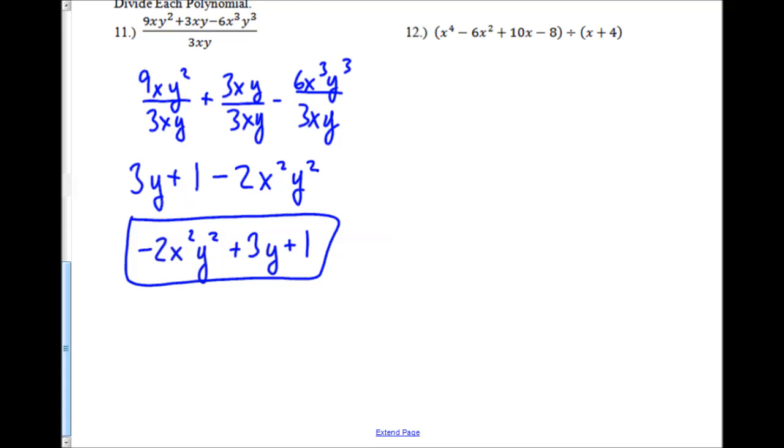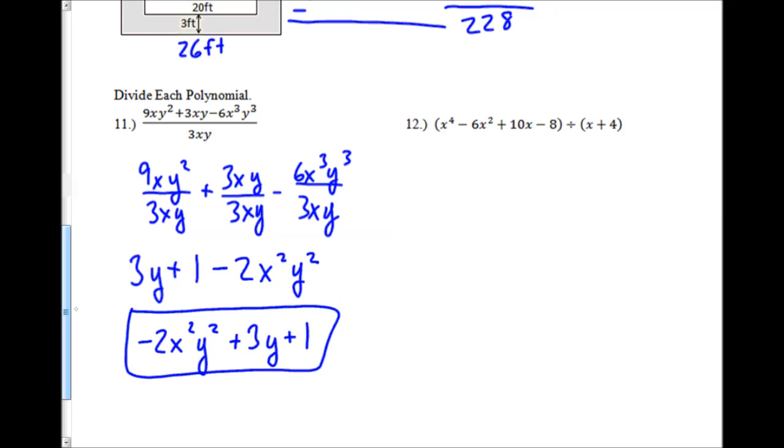For the next one, I can't just use my distributive property here. I'm dividing by this whole thing. So I can either use long division or synthetic division. Remember, to use synthetic division, I have to have a binomial, which I have because I have two terms, with a leading coefficient of 1, which I have. It's the number in front of the x. And of the first degree, that's an x to the first. So I can use synthetic division for this one.